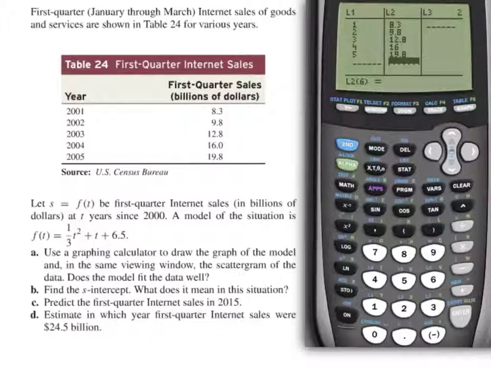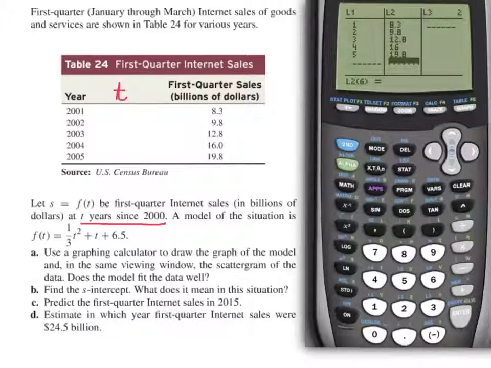Now in this example, we're given the first quarter internet sales of goods and services for various different years. And you can see that between 2001 and 2005, the first quarter internet sales has gone up, indicating that people are shopping more online as time goes on. And what I'd like to do is make a scatter plot of this data on our graphing calculator. And notice that we're going to let t be the number of years since 2000. So I'm going to add in a column for t here.